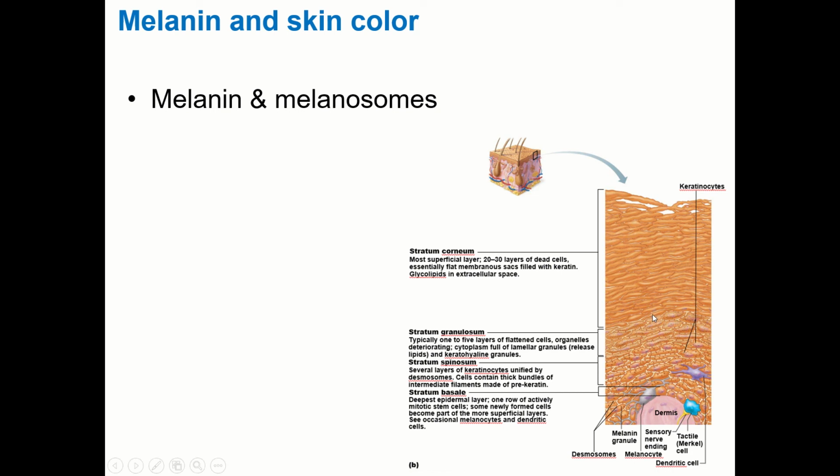And obviously you wouldn't need melanin up here because these cells don't have a nucleus, so there's no genetic information to protect. So we only need that melanin in these deeper layers where these keratinocytes still have a nucleus, where they're still making proteins.